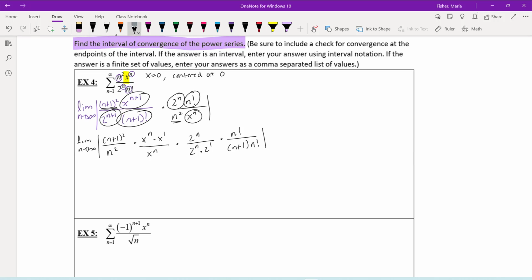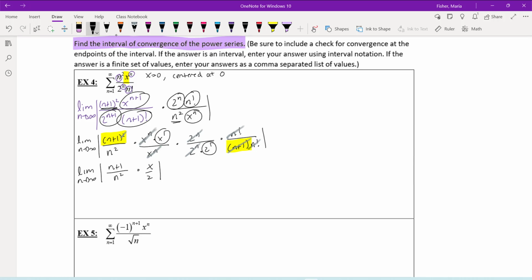Now let's cancel. My x to the n's will cancel. My 2 to the n's will cancel. My n factorials will cancel. And one more thing will cancel. I have an n plus 1 squared here and an n plus 1 in the denominator there. So 1 will cancel from the numerator and the whole thing goes away from the denominator. So let's see what's left over. I have the limit as n goes to infinity of the absolute value of just n plus 1 all over n squared times x over 2.